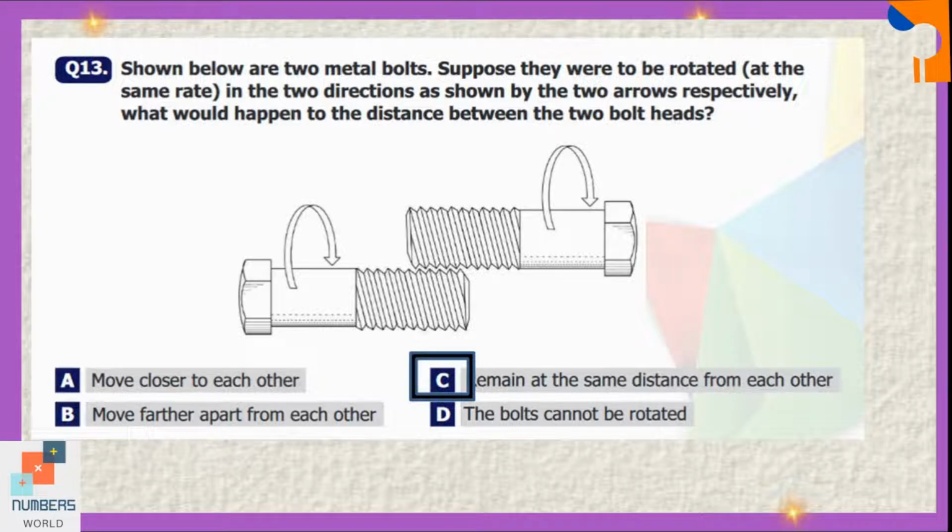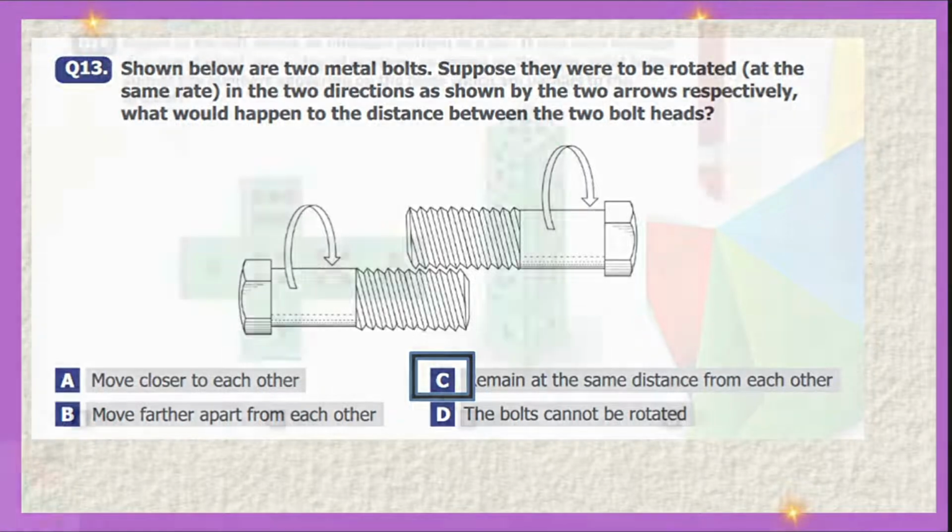And option D is the bolts cannot be rotated. So it's not possible because they have clearly told us in the question the bolts are rotating. So that's why option C is the appropriate option out of the rest.